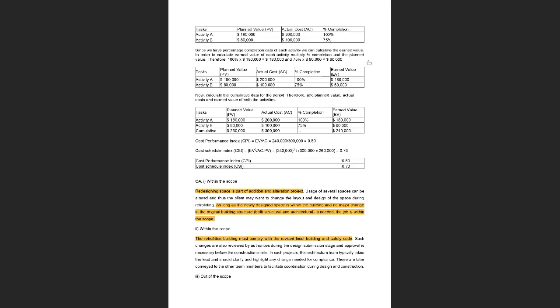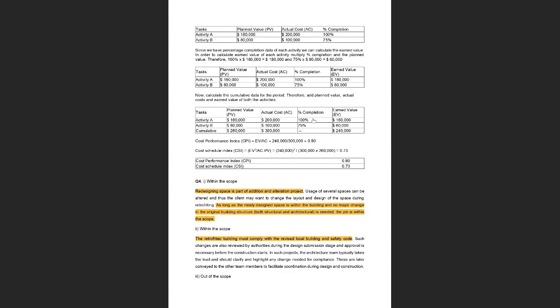All right, so let's jump into the last table. So we have two activities, activity A and activity B. For both these activities, this is given in the question. We have the plan value for activity A given in the question, plan value for activity B given in the question. We have actual cost for activity A given in the question, actual cost for activity B given in the question. And percentage completion is given as well.